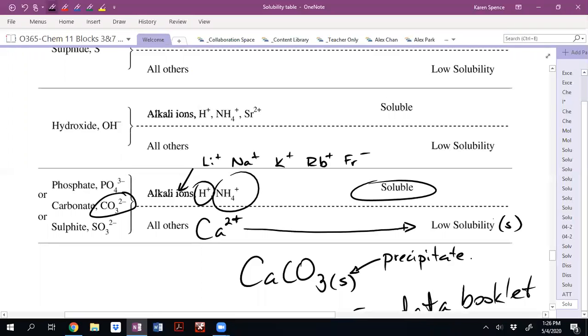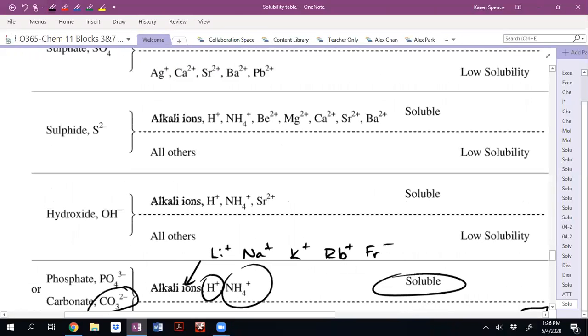So if it's low solubility, it's going to be a solid. If it is soluble, it is going to be aqueous. Okay, that makes it much easier to understand now.